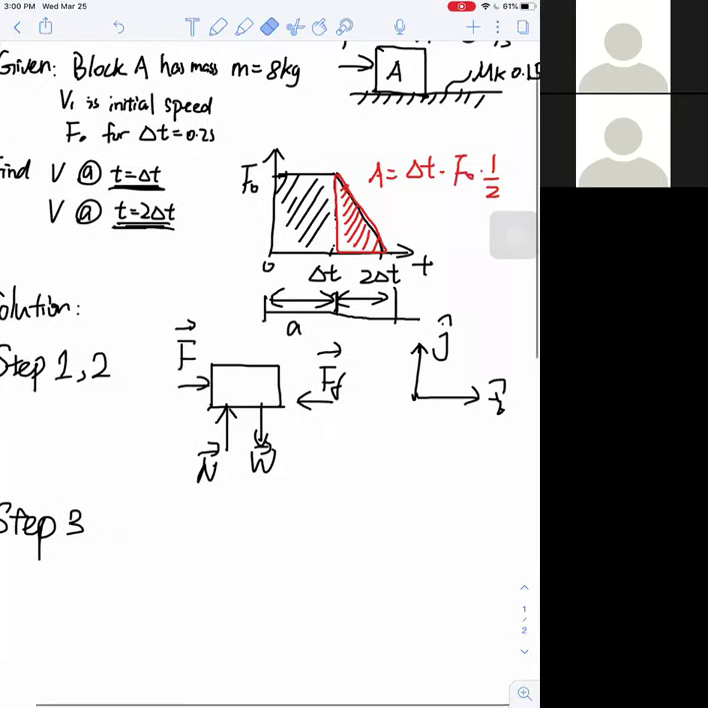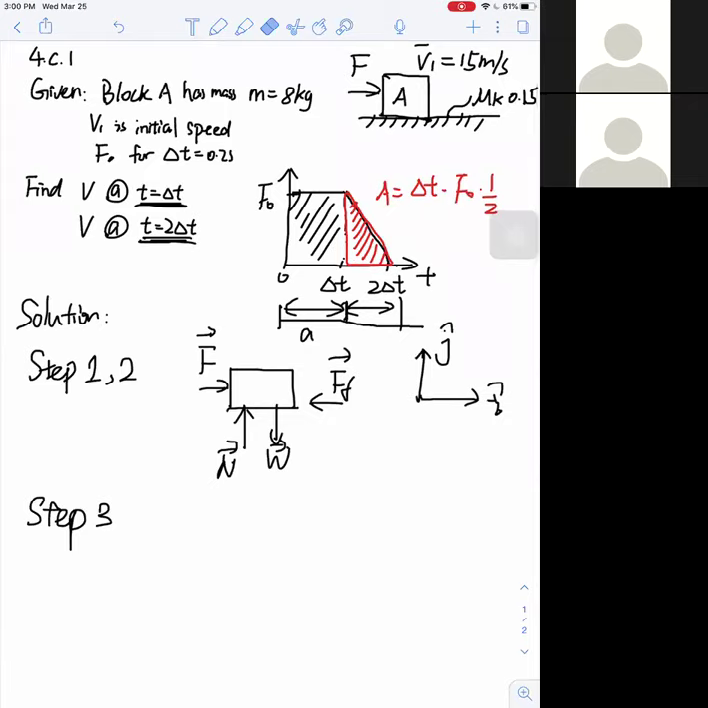In this example, let's just remind you, there's a block A that has a mass m equals 8 kilograms, and with the initial speed v1 equals 15 meters per second. And this is a rough surface, so the friction coefficient equals 0.15. And there's a force that's pushing this block A, and the duration of how long that force is applied to the block is delta t equals 0.2 seconds.